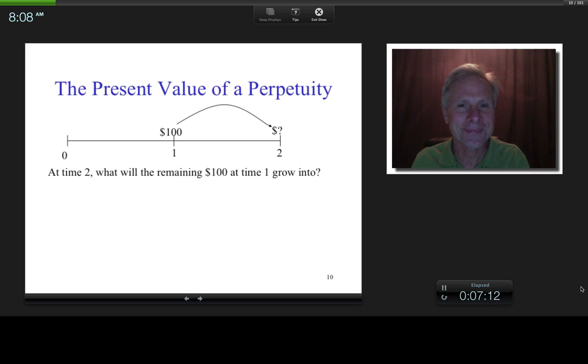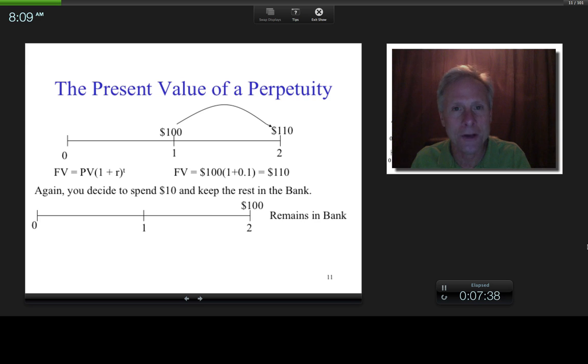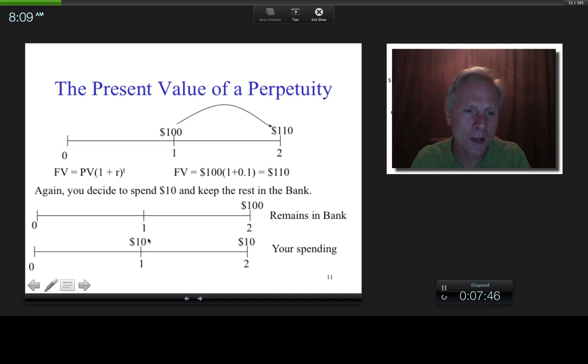So I have $100 in the bank now at time 1. At time 2, what will that $100 grow into? Well, remember the rate is 10%, the effective annual rate. $100, effective annual rate. Is that a single cash flow problem? It is, right? And so basically, at time period 2, I'd now have $110. And let's say that once again, I decide to spend $10 and keep the rest in the bank. So at this point, the $100 that I began with has supported $10 of spending at time 1. It has supported $10 of spending at time 2. And I still have $100 in the bank.